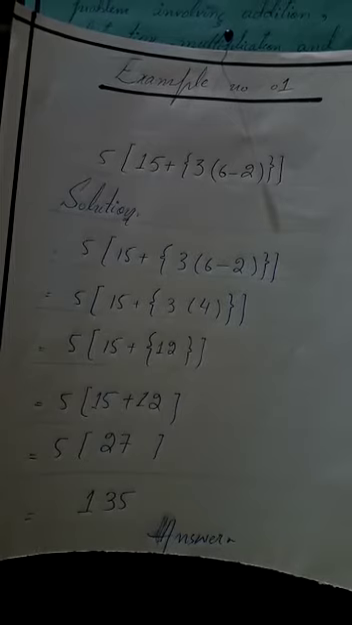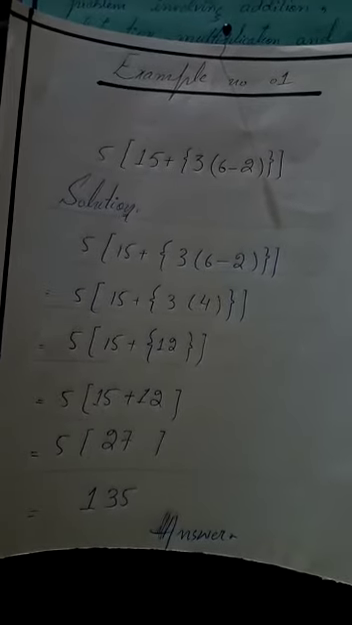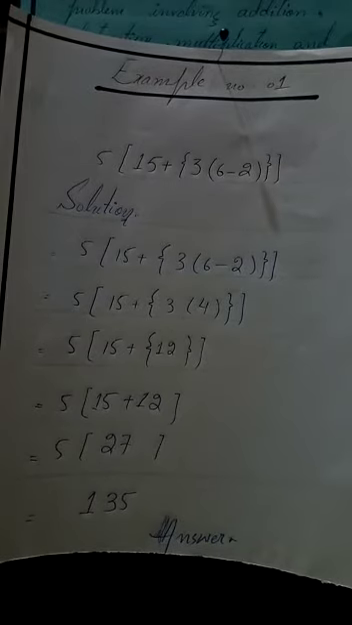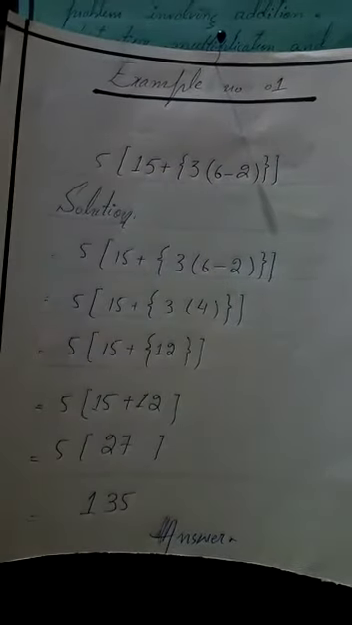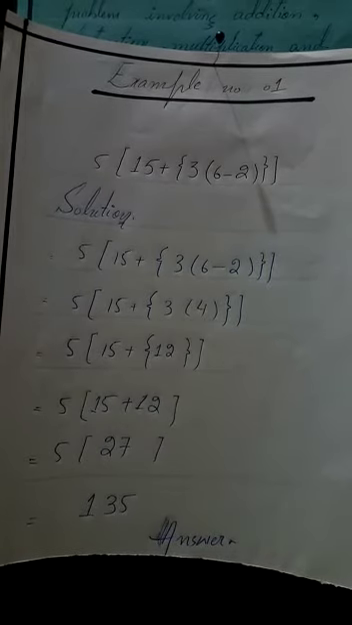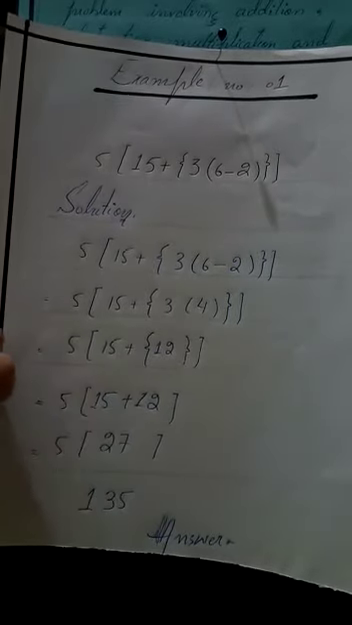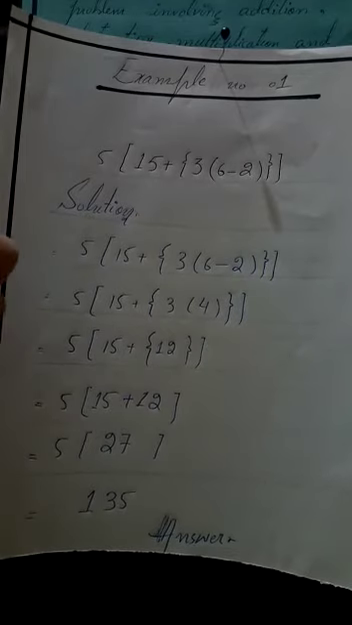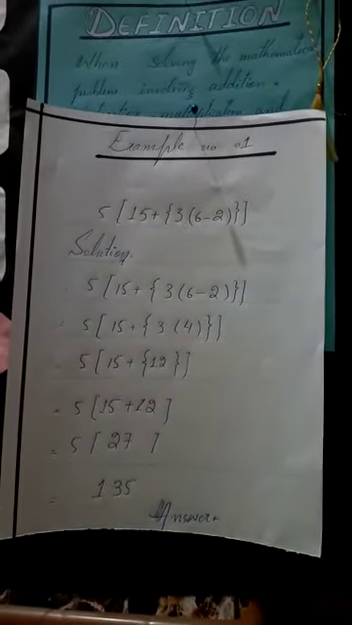We discuss the BODMAS rule with the help of examples. Here we have some examples. Let's discuss example number 1. I solve this example with the help of the BODMAS rule. First of all, we solve the round bracket according to the BODMAS rule and we get 4. Secondly, we solve the curly bracket, then the square bracket, and then add them. So we get the answer.